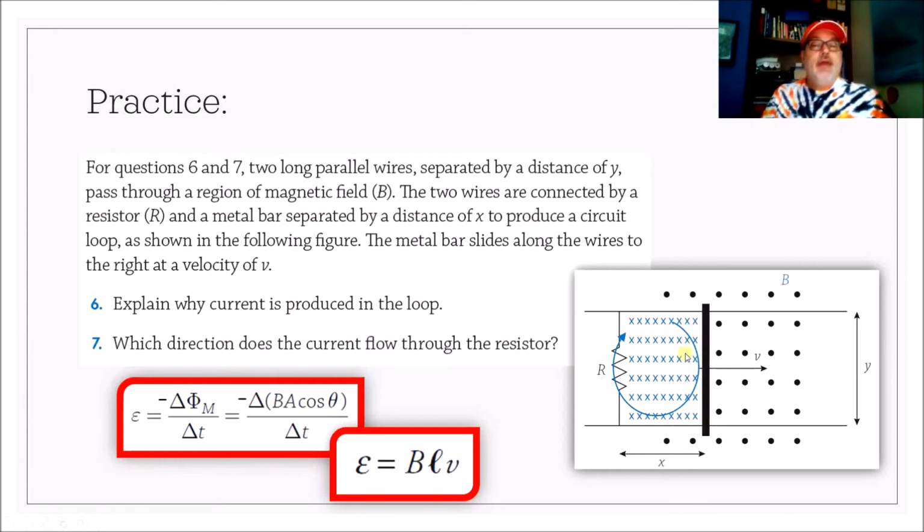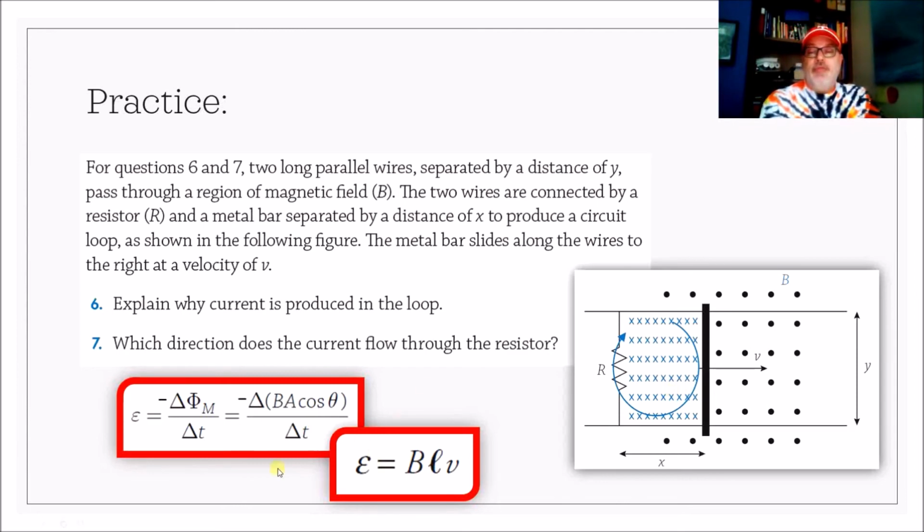Or you could say, well, we have a change in flux. As I pull this bar to the right, we have an increasing outward flux out of the page. So this loop will produce a magnetic field that will be into the page to oppose the outward increasing flux. And that also would be clockwise. So either way you want to describe that, you'll get the same answer.